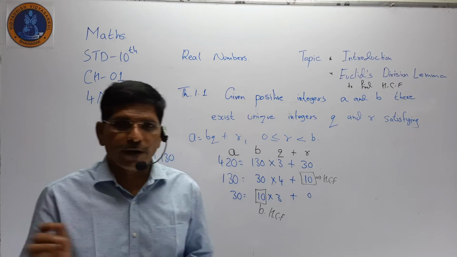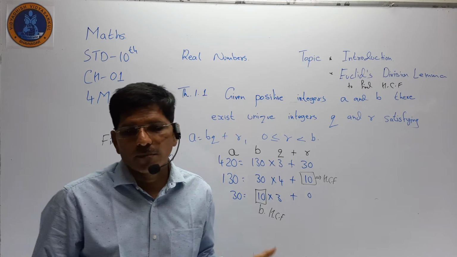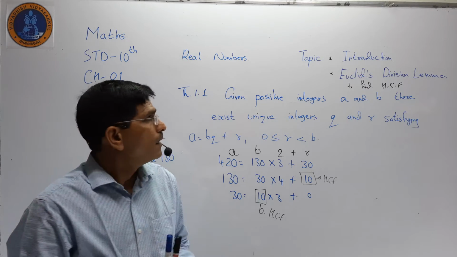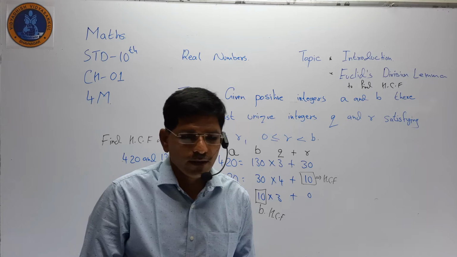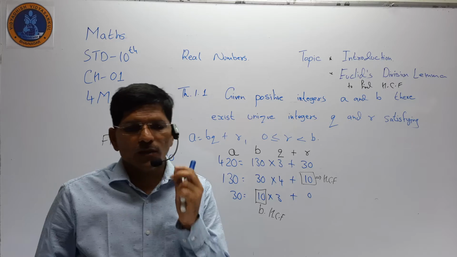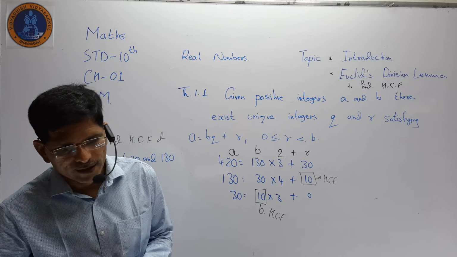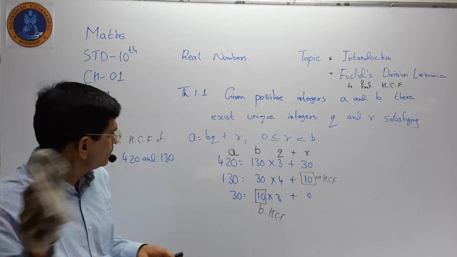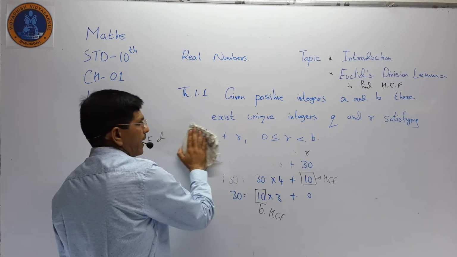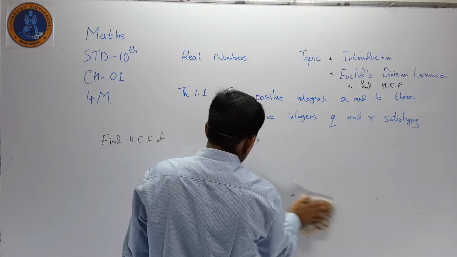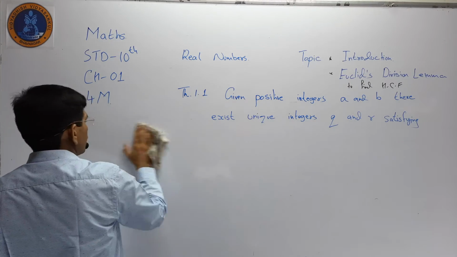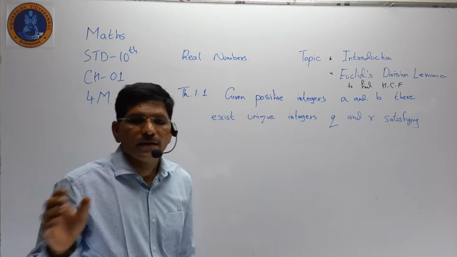So exercise 1.1, there are some sums related to HCF by using Euclid division lemma. So one sum, that is 135 and 225, that we have to do. So important that every time write A is equal to BQ plus R, then every time we can get an answer. But if you do not write perfectly, then we cannot get an answer.